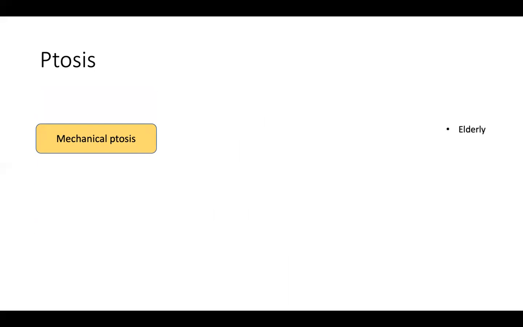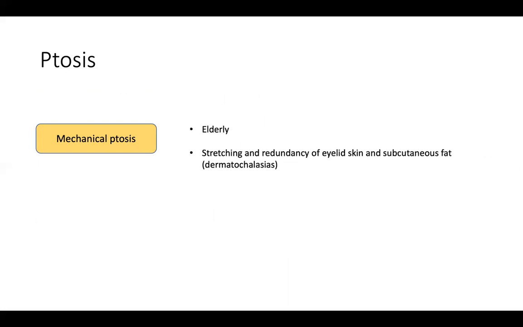Mechanical ptosis occurs in many elderly patients from stretching and redundancy of eyelid skin and subcutaneous fat, known as dermatochalasis. The extra weight of these sagging tissues causes the lid to droop. Enlargement of the eyelid from infection, tumor, trauma, or inflammation also results in ptosis on a purely mechanical basis.